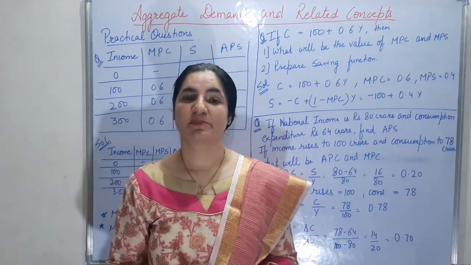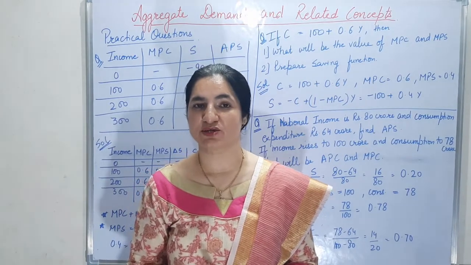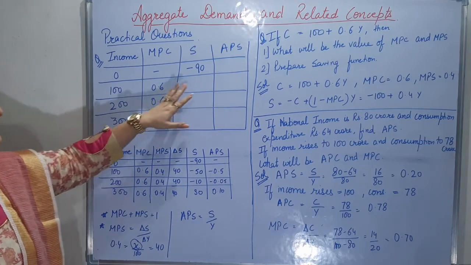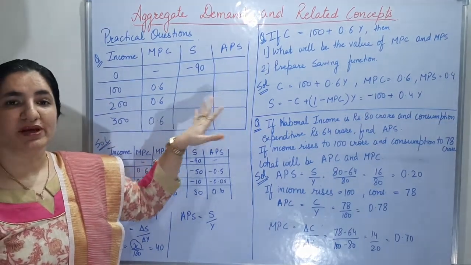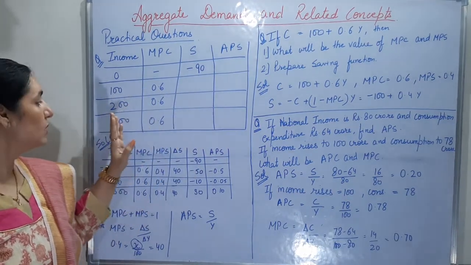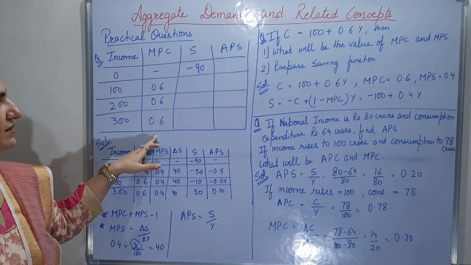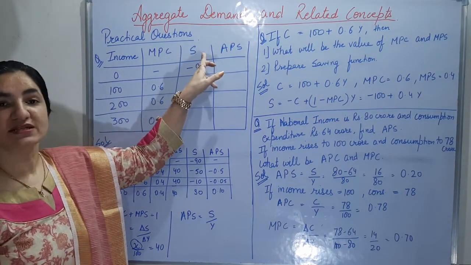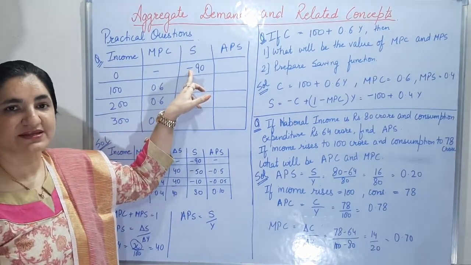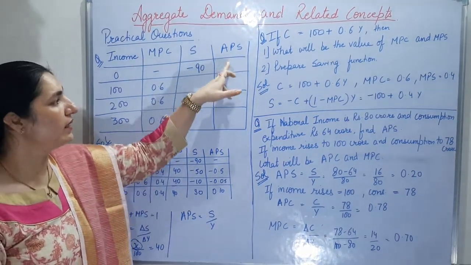As this chapter comprises some practical questions also, let us have a look at all the categories of practical questions. First, you may get a table in which some values will be missing and you will be required to calculate the missing values through the data given. So here in this question, the levels of income are given to us and the value of MPC is given. Moreover, the first value of saving is given, that is minus 90. We are required to calculate other values of saving and APS.